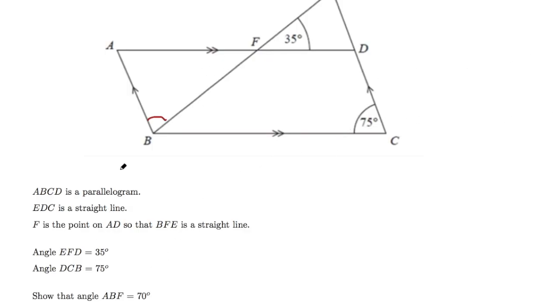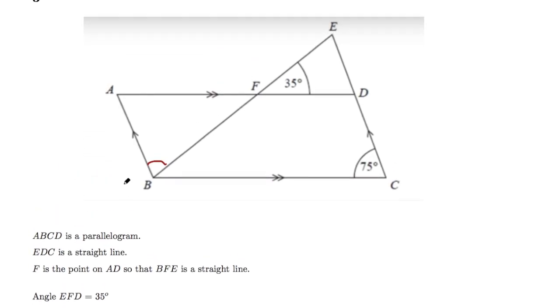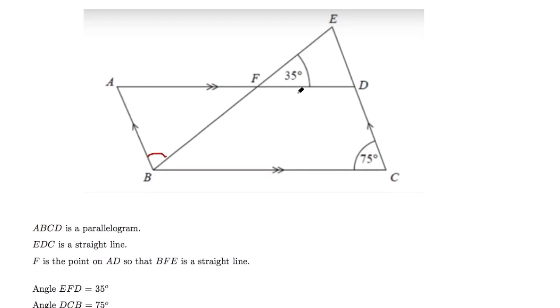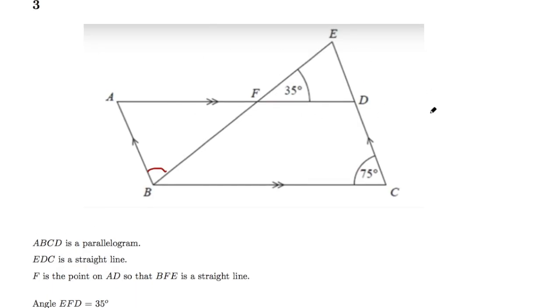And we need to show that that angle equals 70 degrees. Okay, so we're told that this is a parallelogram, and generally there are a few ways to approach these types of questions because you can find all sorts of different angles in here. You could find this one because opposite angles in a parallelogram are equal. You could find this one in here because they're vertically opposite.